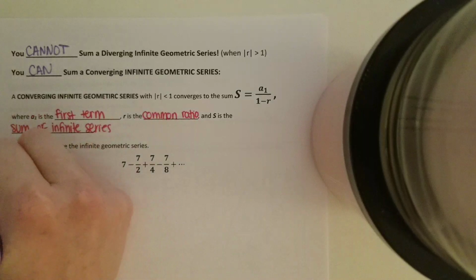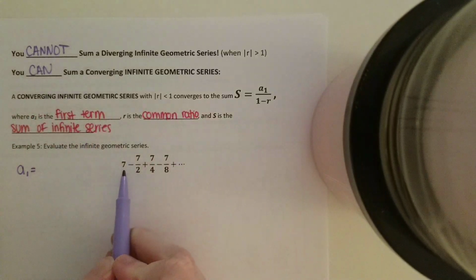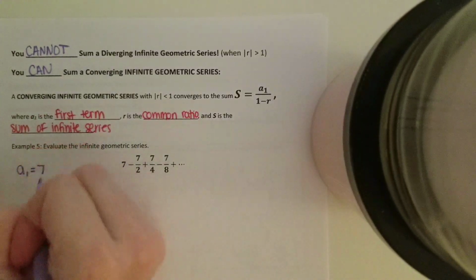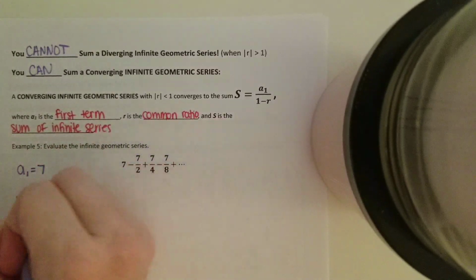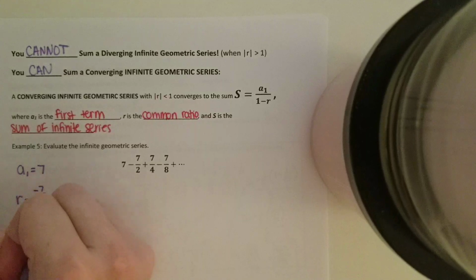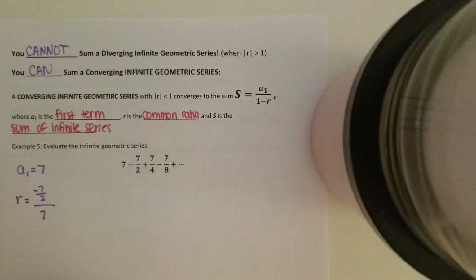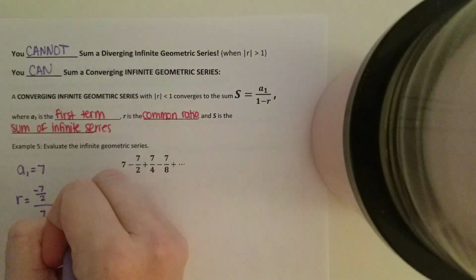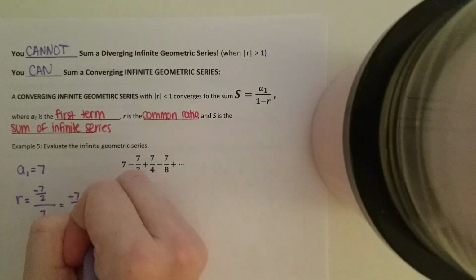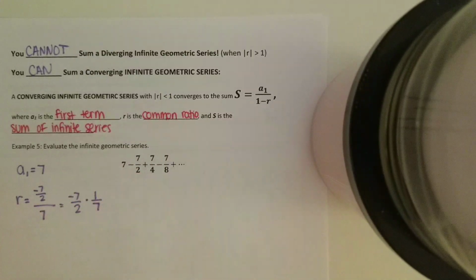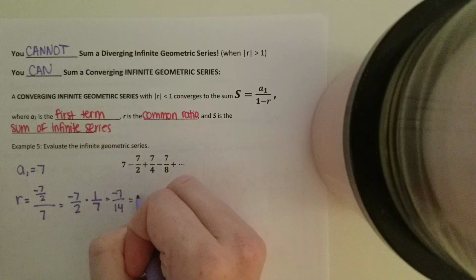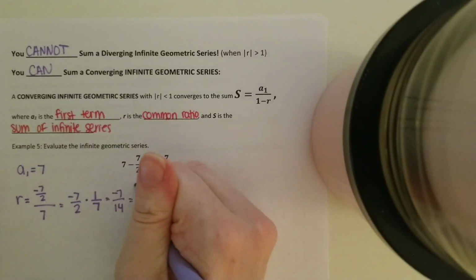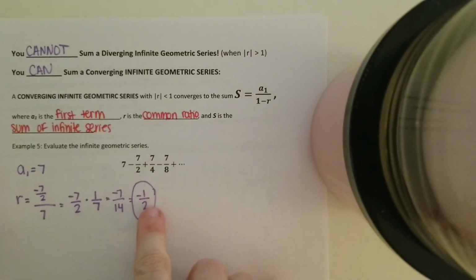So A1 is the first term. That's just 7. And we got to find our R. So you got to take the first two and divide them. So we have -7/2 divided by 7. And so this is equal to -7/2 times 1/7, because we got to flip the bottom. This is equal to -7/14, which is also just equal to -1/2. So our R value is -1/2.